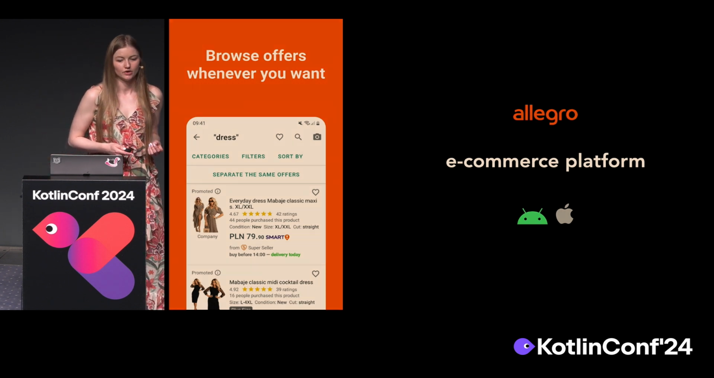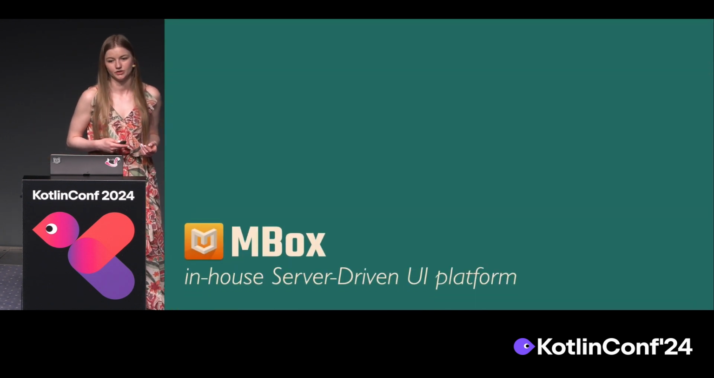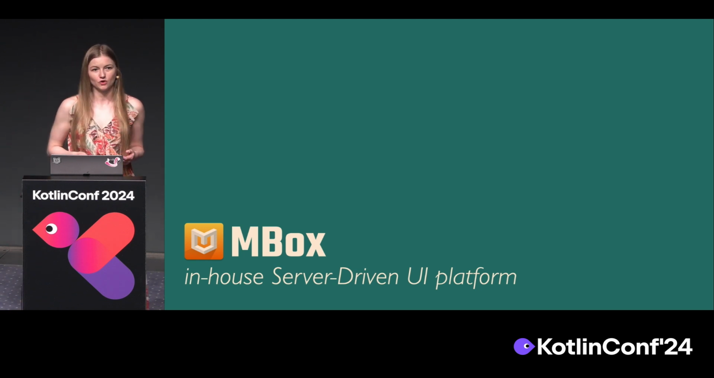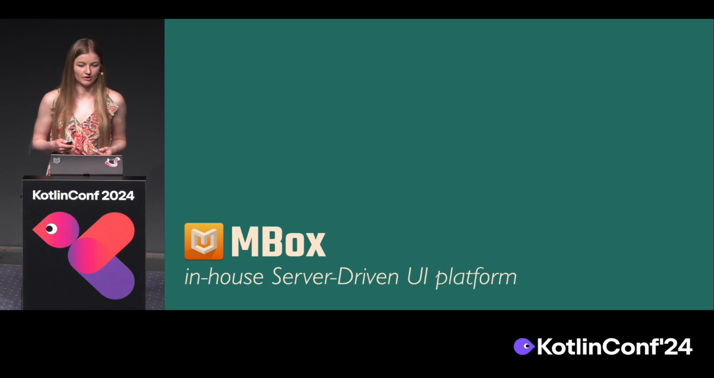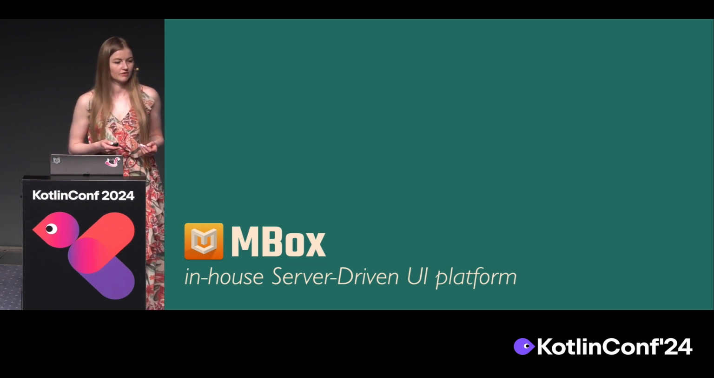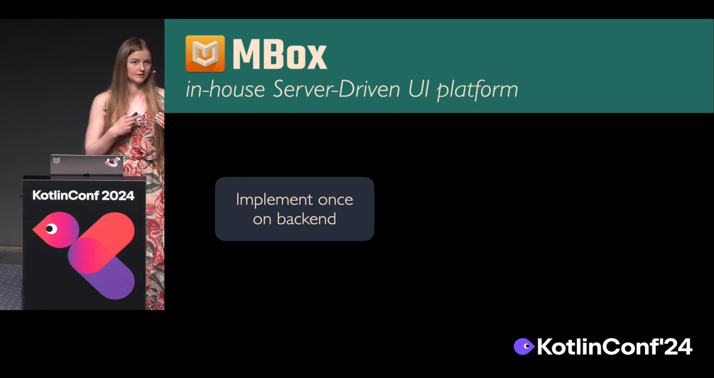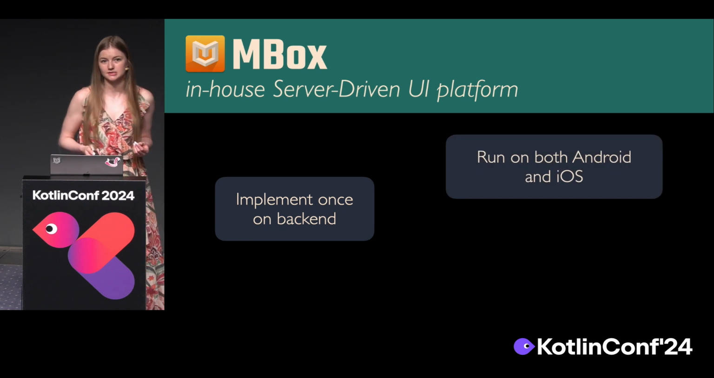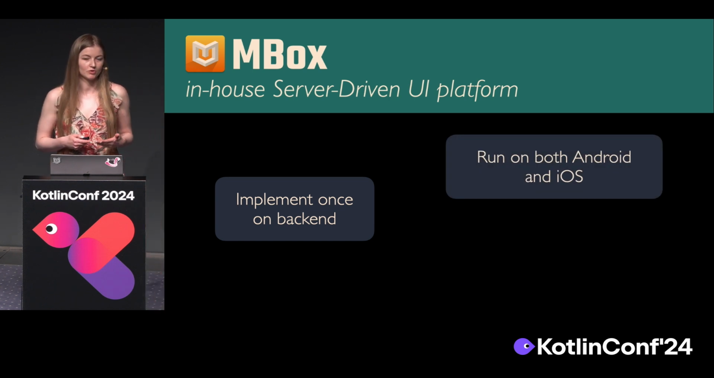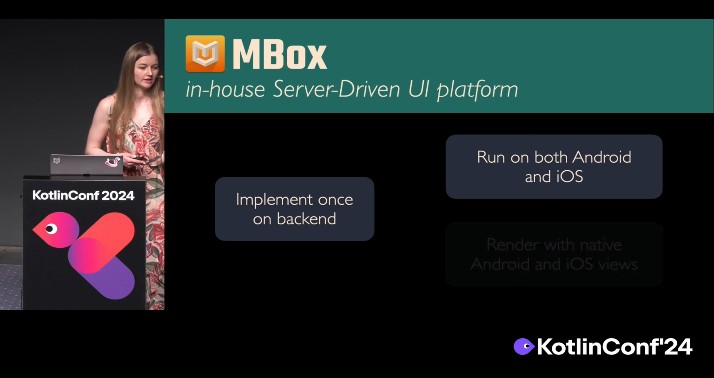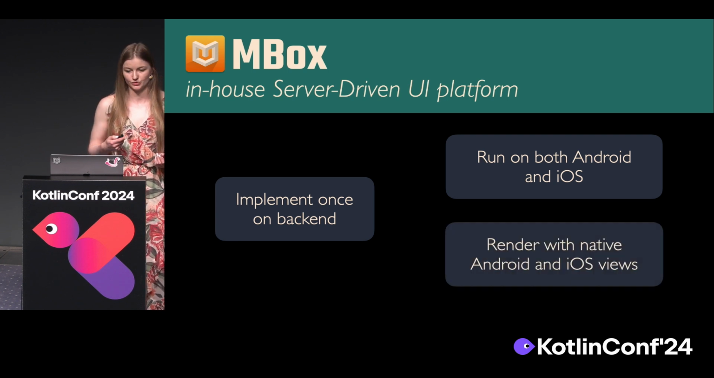Our team in Allegro is building the server-driven UI platform called MBox. And this platform powers about 50 screens inside our app. MBox allows developers to create the definition of the screen completely on the backend. And this definition can be rendered on both Android and iOS, and our MBox mobile engines will render such screens using native Android and iOS views.